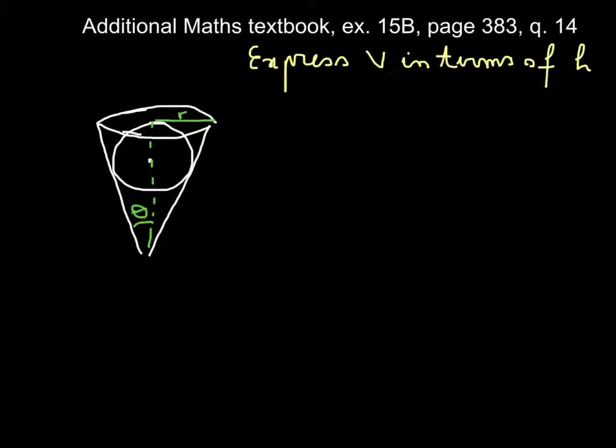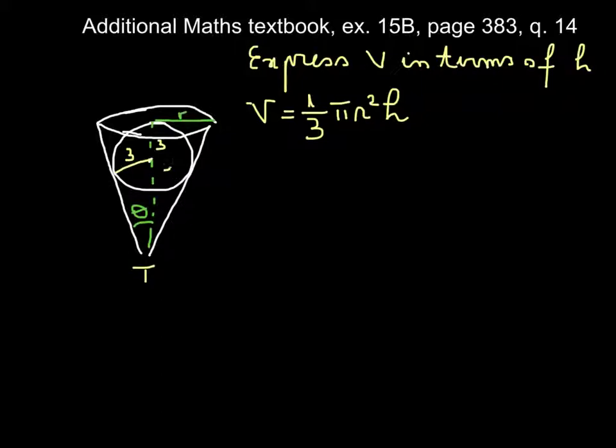Okay, so as we know, the volume of a cone is 1/3 area of the base times height. Now we need to express V in terms of H. So what is R in terms of H? We know that the radius of the sphere is 3.